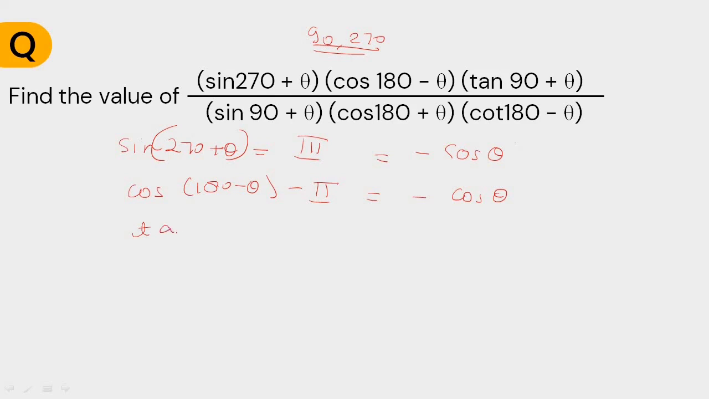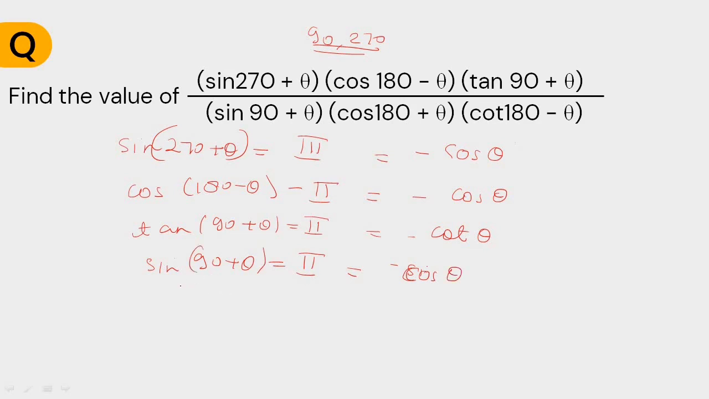What is third? Tan 90 plus theta. It will lie in the second quadrant. In the second quadrant, the value of tan is negative, and since it is tan and 90, it will change. It will become cot theta. Now in the denominator, sine 90 plus theta. It will lie in the second quadrant, and in the second quadrant, the value of sine is negative. So it will come minus, and it is 90, so it will change. So it will come minus cos theta.